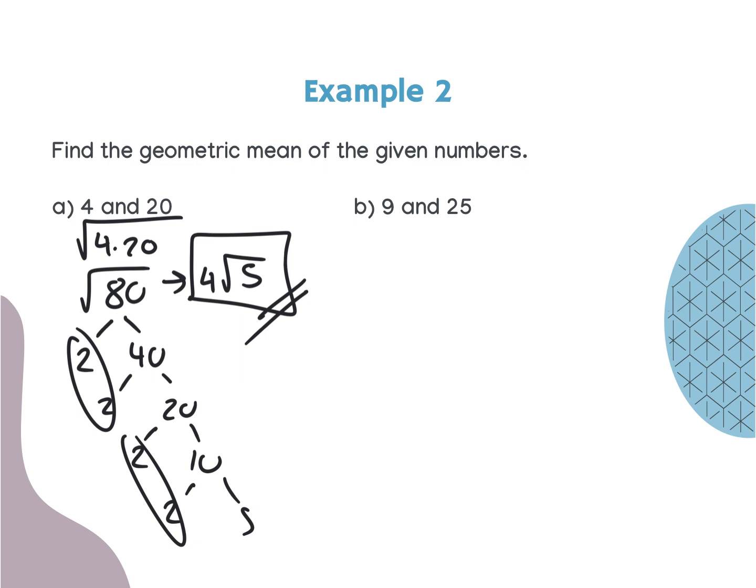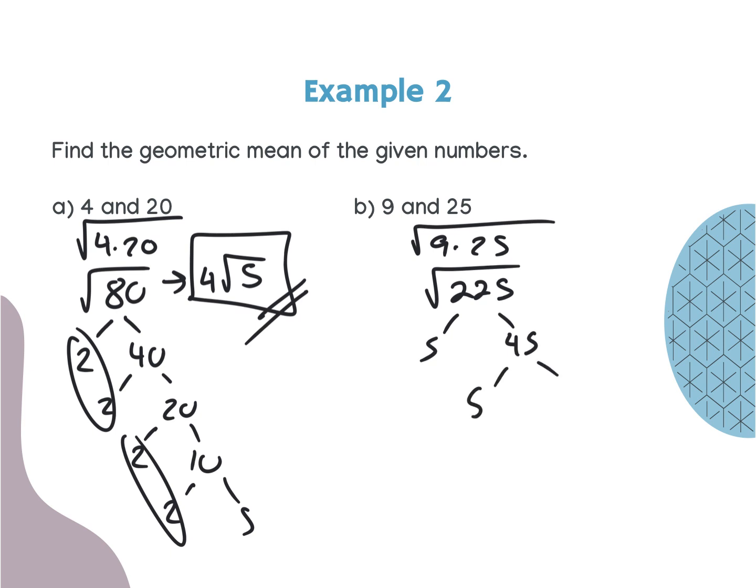Example B, again, we're going to do 9 times 25. And 25 times 9 is 225. So I'm going to go ahead and start factoring because honestly I have no idea what this is. It seems like a perfect square, but I just want to double check. So 225 divided by 5 is 45. I divide that by 5 again, and that gives me 9.